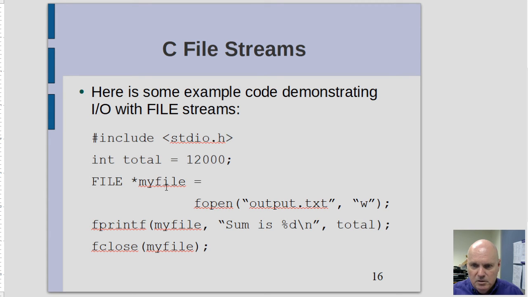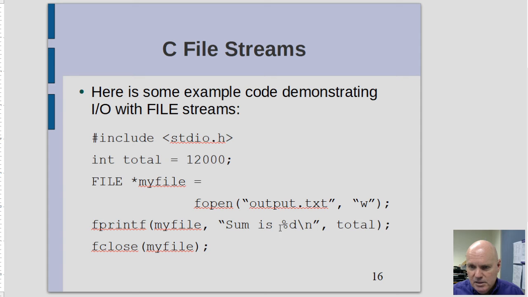That returns a file star pointer, and then that pointer is used in all other references to that file. So here's an example where we open a file. The second argument being "w" indicates that we're opening it for output or write access. And then we use fprintf to print to that file. And this second argument here is a format string. It's got a format specifier %d, which indicates we're actually going to print an integer to the file.